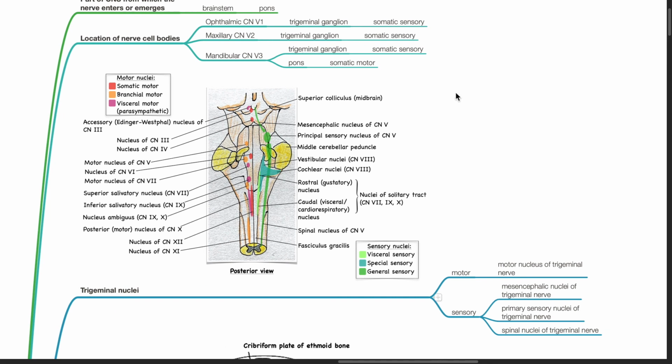Trigeminal nuclei. Motor nuclei is the motor nucleus of the trigeminal nerve. Sensory nuclei: the mesencephalic nucleus of the trigeminal nerve, the primary sensory nucleus of the trigeminal nerve, and the spinal nucleus of the trigeminal nerve.